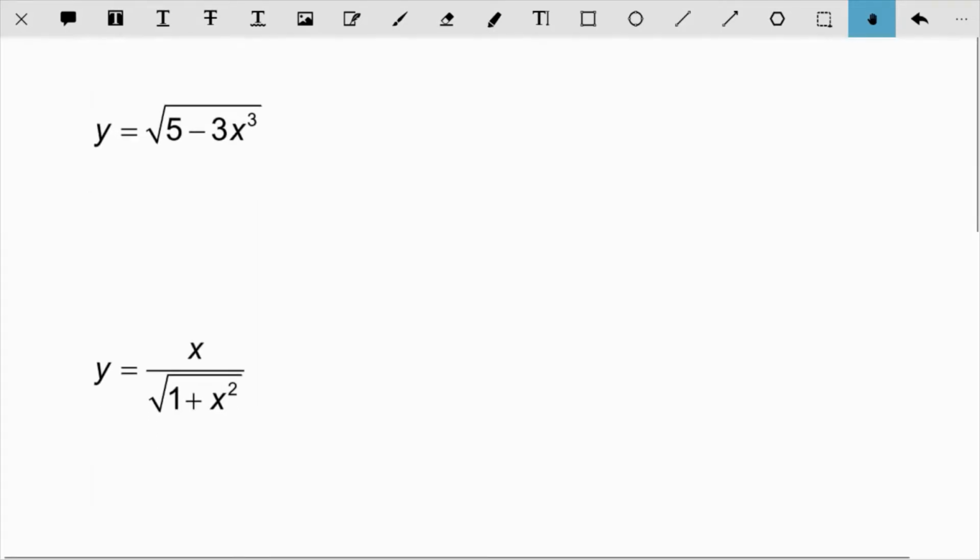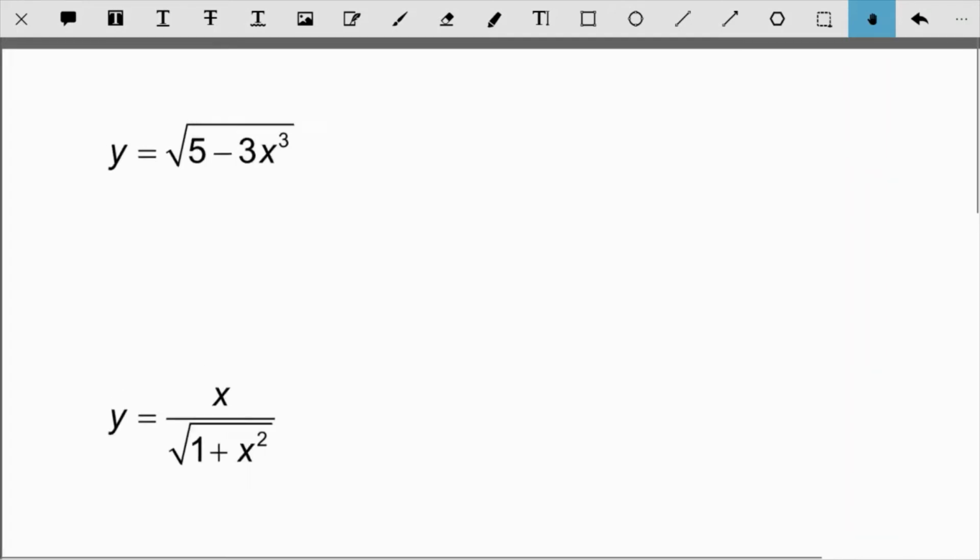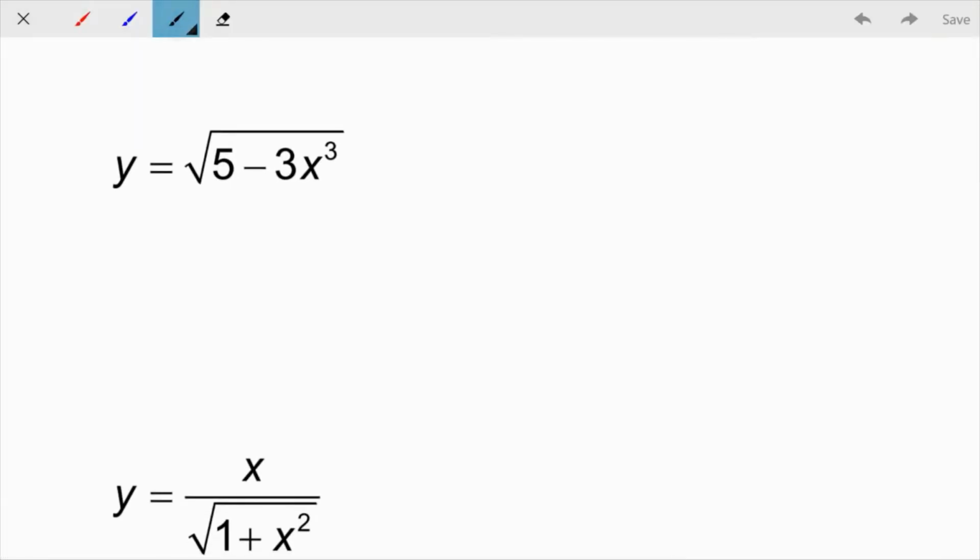Okay, so let me show you one more of these, and then I'll have you try a bunch of these on your own. So the next problem we have here is the square root of (5 minus 3x cubed). When you're using the chain rule, you're probably going to want to rewrite this in this form: (5 minus 3x cubed) raised to the 1/2 power. Both of those function notations mean the exact same thing, but it makes it a little bit more obvious what to do here.